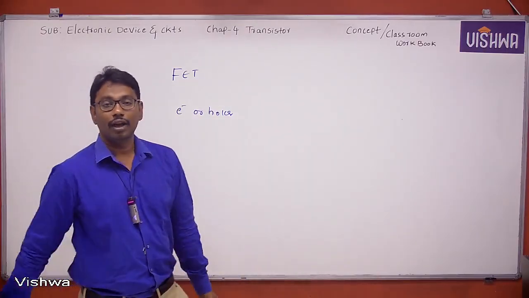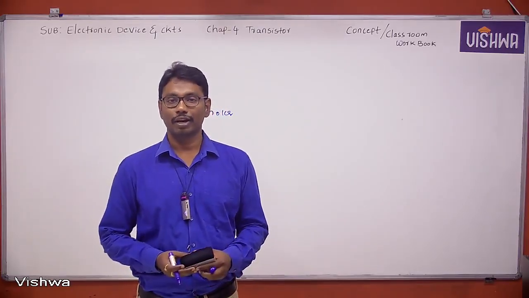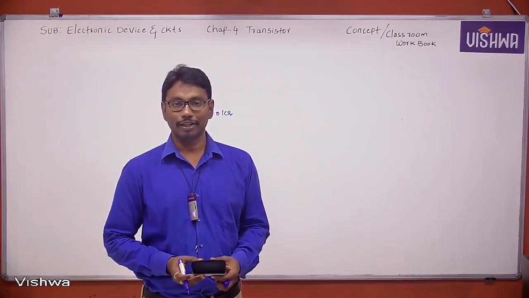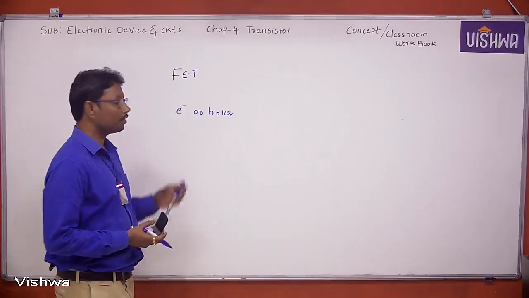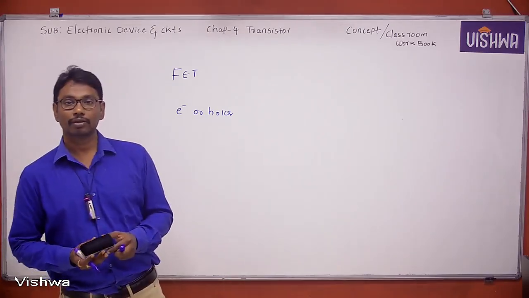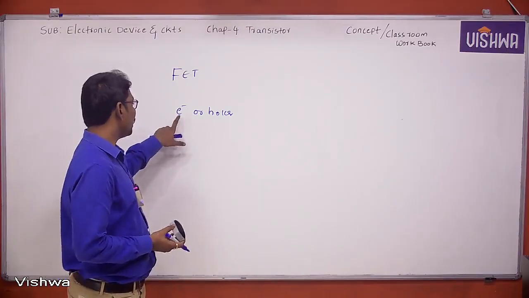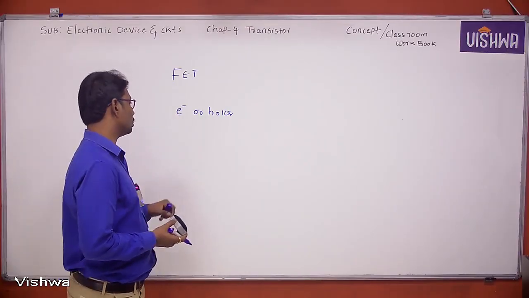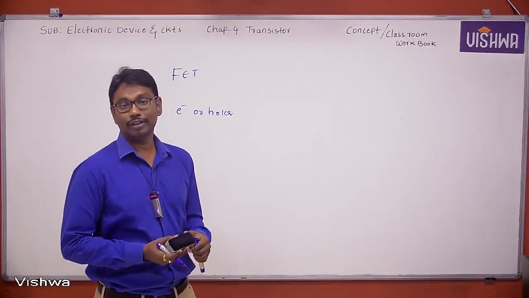Hello all. In this lecture, I am going to start with the field effect transistor, that is FET. You know FET is also called a majority carrier device or unipolar device because the current is due to either electrons or holes. And also the carrier movement in case of FET is due to drift.